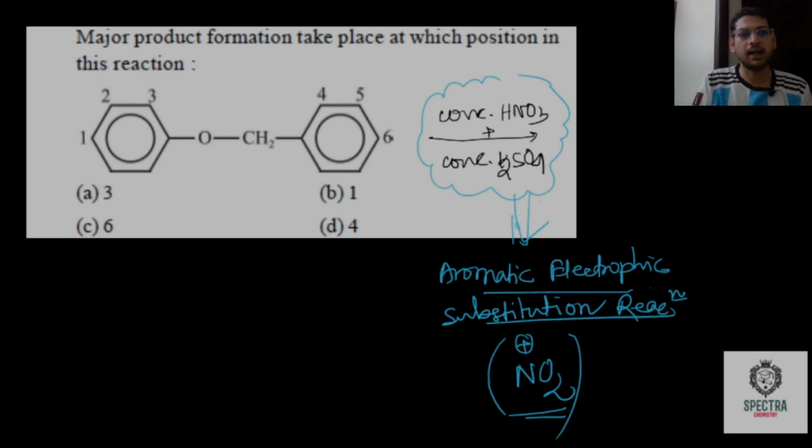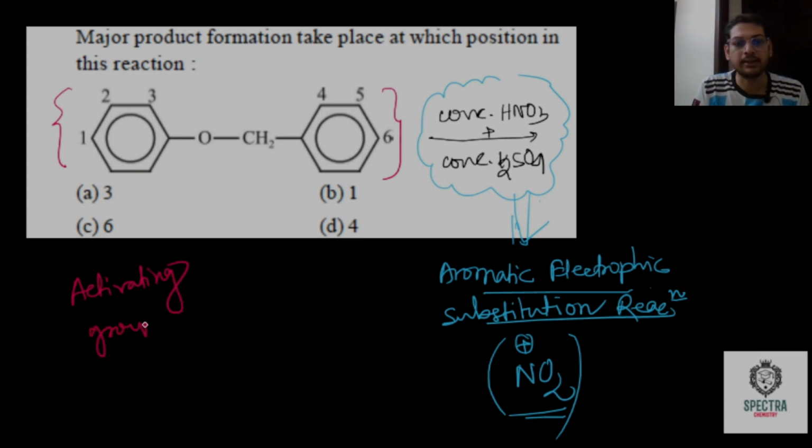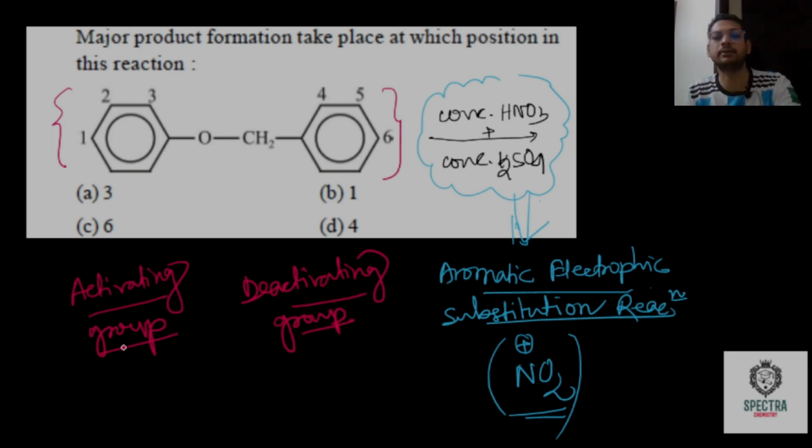The thing to notice is that here I have been given two benzene rings, and some positions on the benzene ring are numbered, and you have to tell at which position the substitution will take place. For that we have to know the concept of activating group and deactivating group, and I have already made a video previously about this. In that video also I have discussed these things.